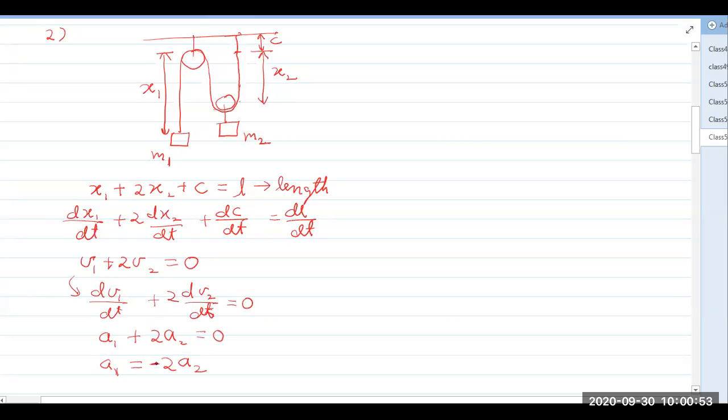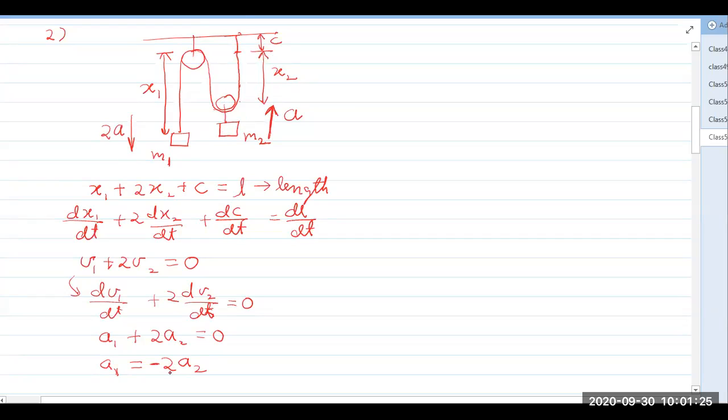So what does it mean? Okay, so a1 is double of a2. So if this object is suppose going up with acceleration a, a2 means what? Rate of change of this x2, double differentiation of this x2. So the double differentiation of x2 is going to give the acceleration of m2. So if m2 acceleration is a, then m1 acceleration will be in the opposite direction with 2a.